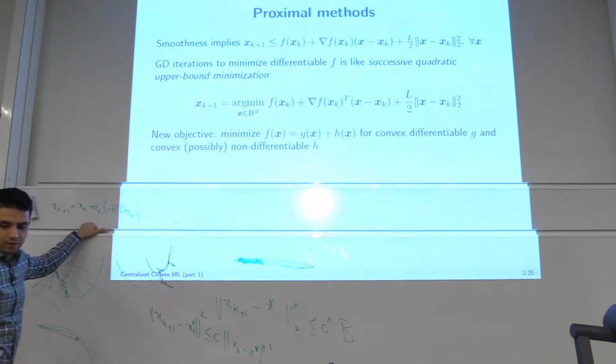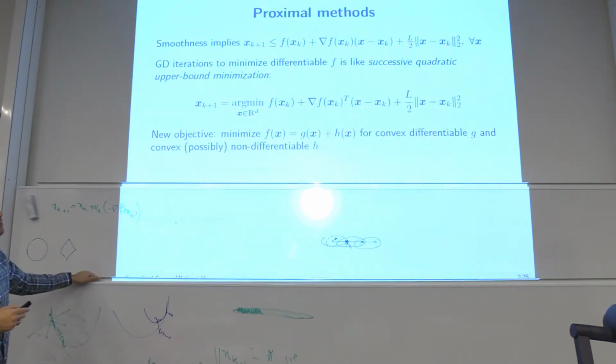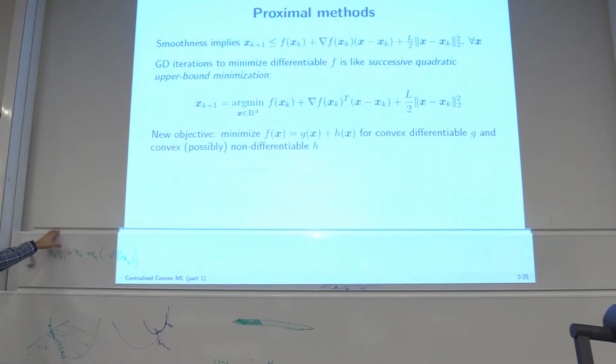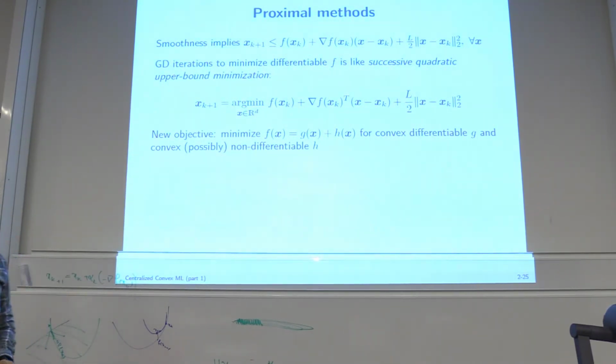So this is the meaning of that. You can find this. So the upper bound. So you can say that gradient descent will run a sequence of quadratic upper bound minimizations, essentially. And the upper bound is found through smoothness.